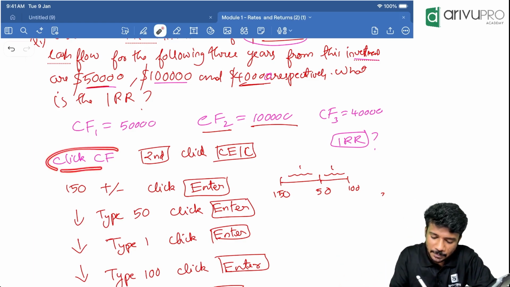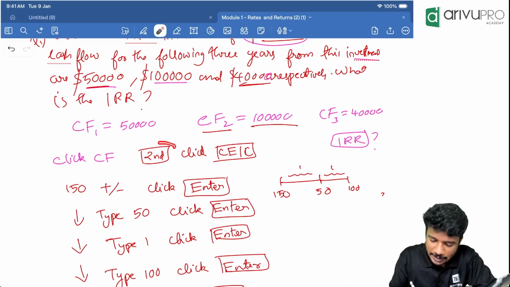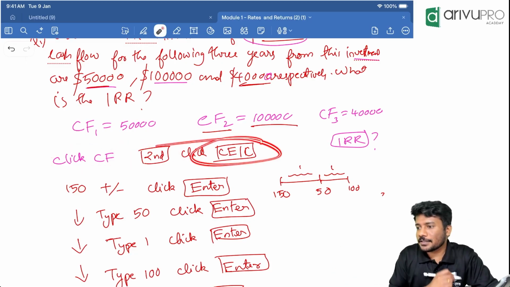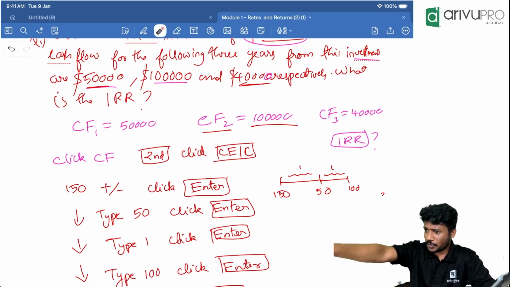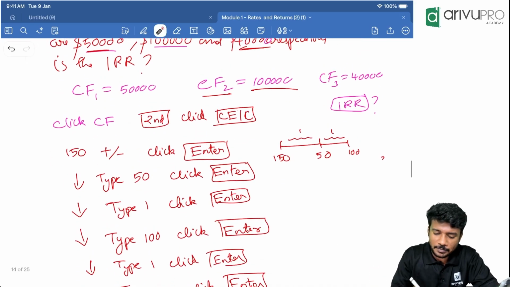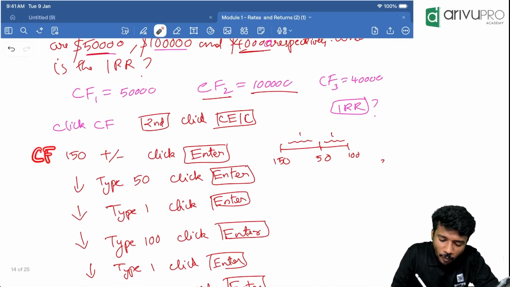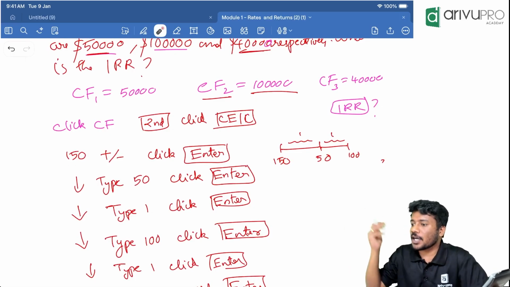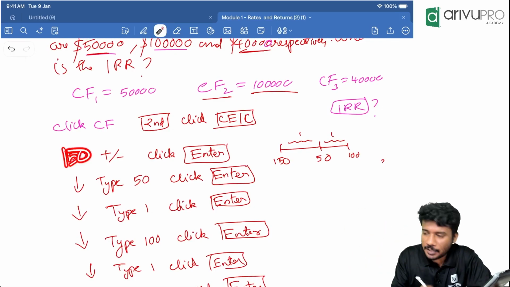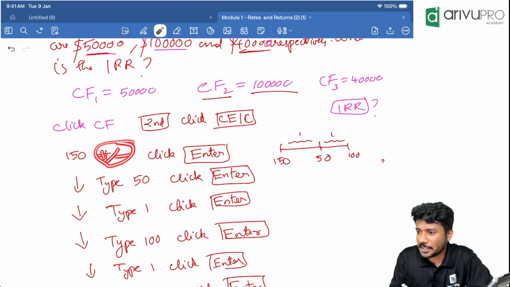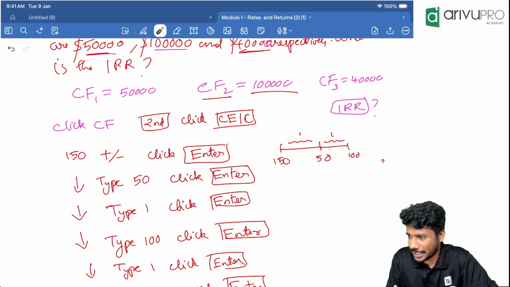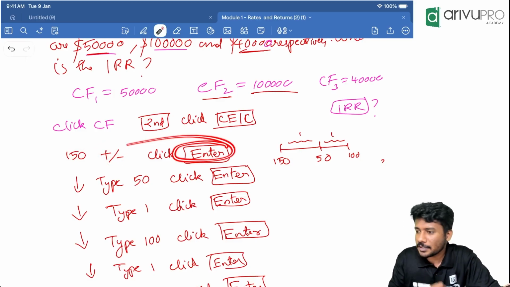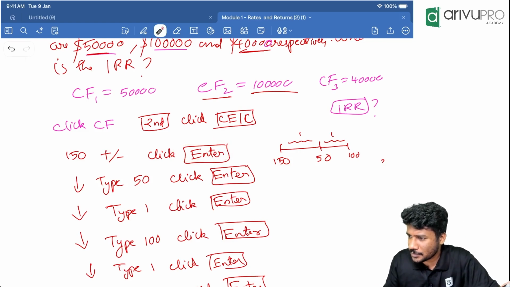So check the first step. Click CF. Then click second. Then click clear. That means everything is cleared. Now 0 is on your calculator. Now we need to type the first one, CFO. That means whatever we are investing, the outflow. Type 150 on your calculator. Then click plus or minus symbol. Why plus or minus? Because it's an outflow. We will take it as negative. Then click enter. Did it become minus 150 on the calculator?